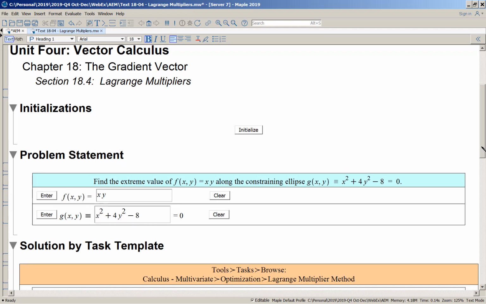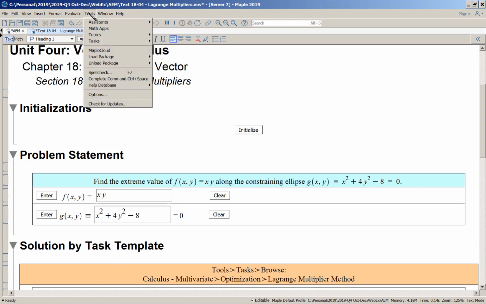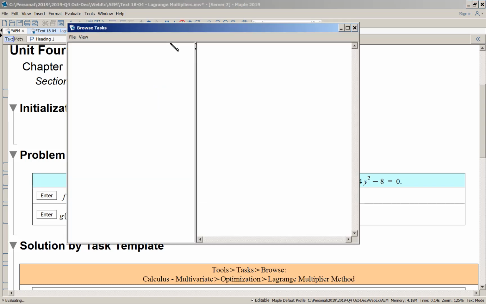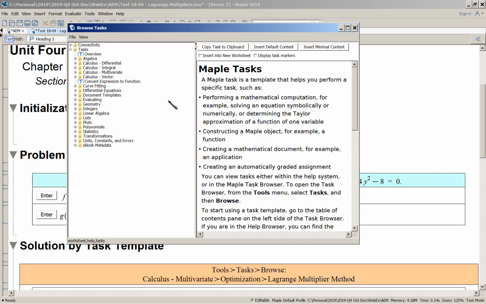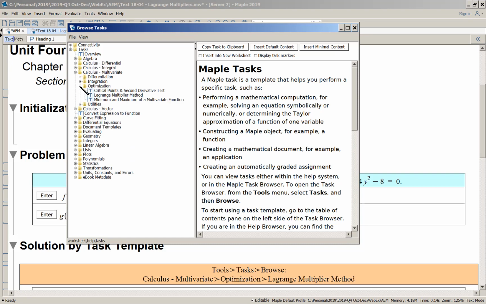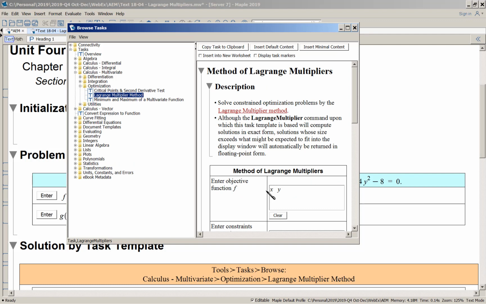So first I'm going to make use of a task template. Now what's a task template? You go up here to Tools, Tasks, Browse, and you get a table of contents of a collection of tools called task templates. So we want to look here in multivariate calculus, optimization, Lagrange multiplier method. Here is the task template.